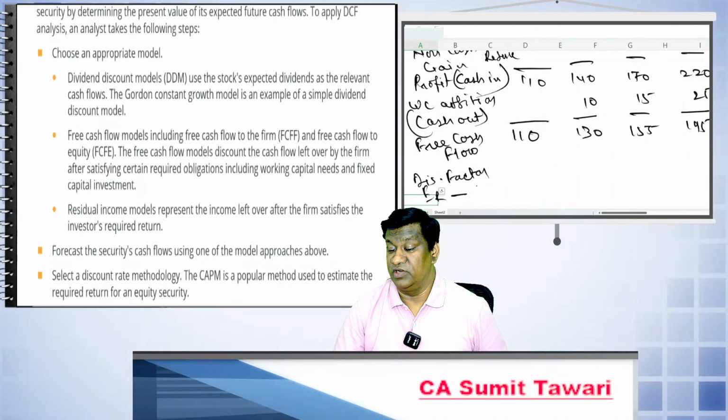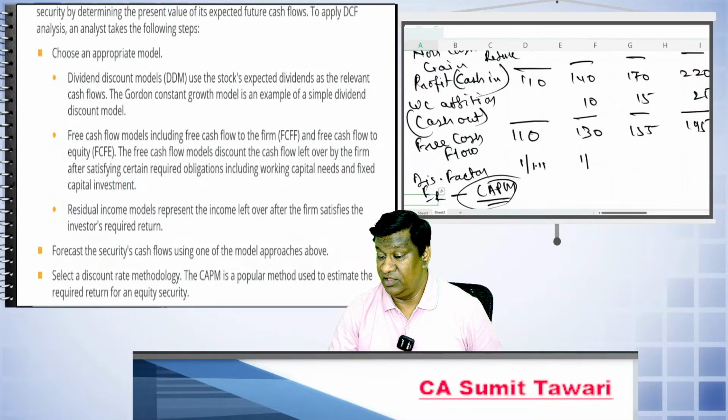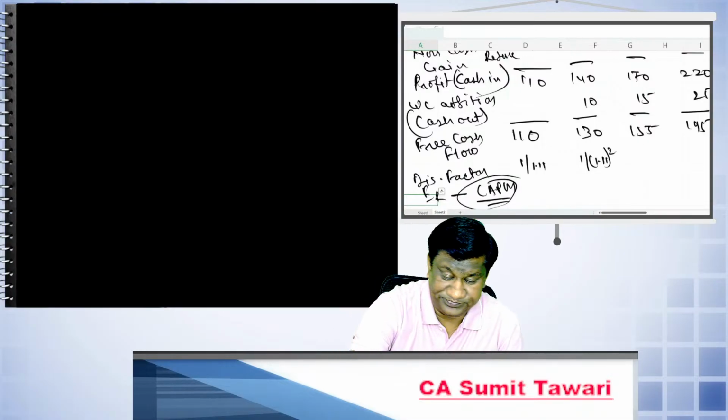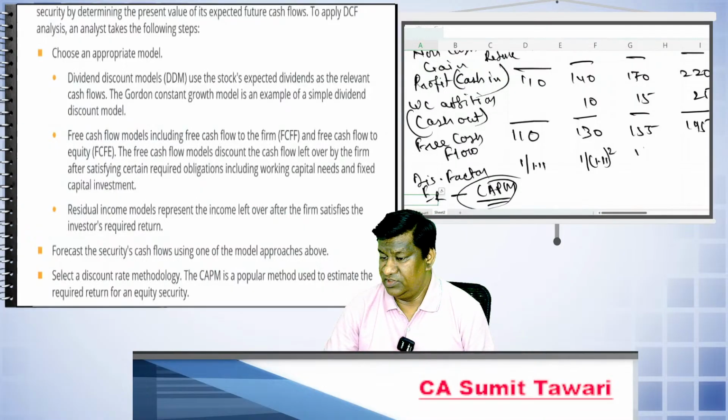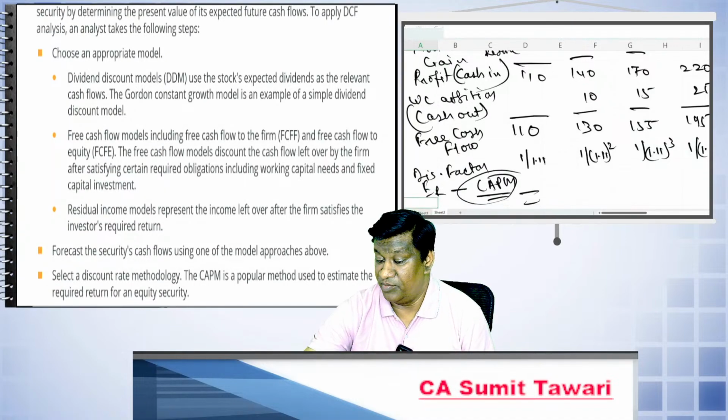And how we are going to calculate expected rate of return? By using the CAPM model. Say by using the CAPM model, it comes to 11%. So after 1 year we are getting 1 divided by 1.11. Here also 1 divided by 1.11 square, like this. 1 divided by 1.11 cube and 1 divided by 1.11 to the power 4. So every year we need to calculate the discounting factor, and then apply it to whatever amount we are receiving.